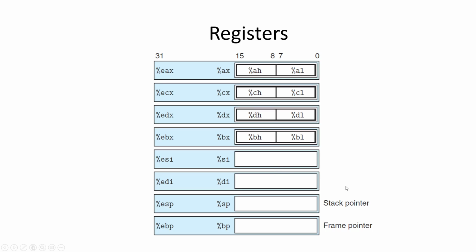And then for control flow with function calls, we have a stack pointer and a frame pointer. We'll cover that in a lot more detail in tomorrow's lecture. And we have a number of special purpose registers that I'm going to talk about for just a second. They're not listed in this picture. The most important one is going to be the instruction pointer, that is the EIP, also known as the program counter. This is going to hold the address of the next instruction to be executed.